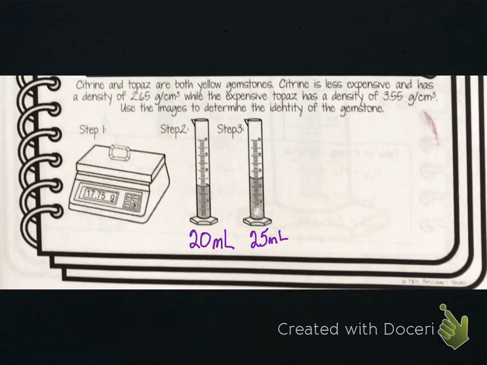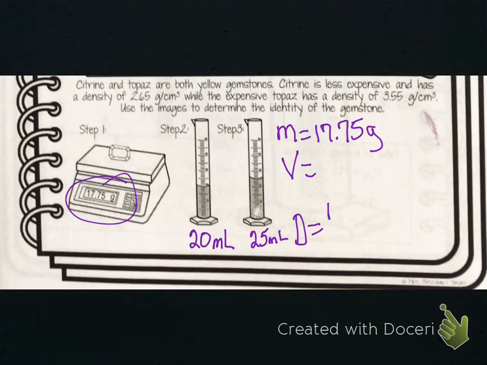So we need to calculate the density of this gemstone. When you look, you can see that it has a mass of 17.75 grams according to the scale. No big deal. Keep the grams there because that's my mass. Then we have to figure out what the volume is. Remember, our equation is density equals mass divided by volume. So we can already put the mass, 17.75 grams, but we have to calculate the volume.